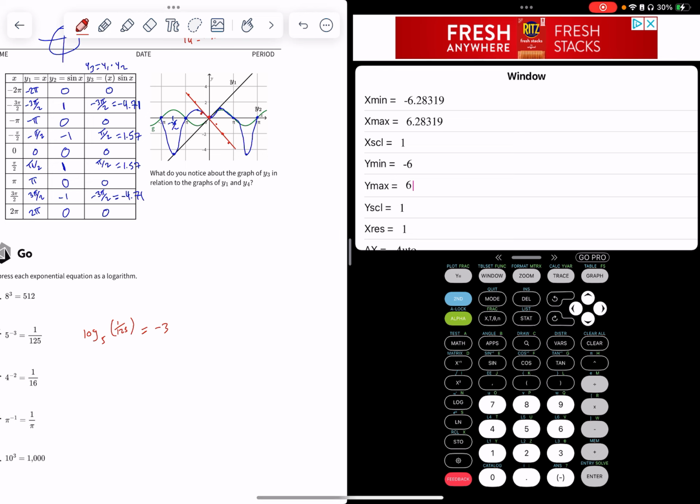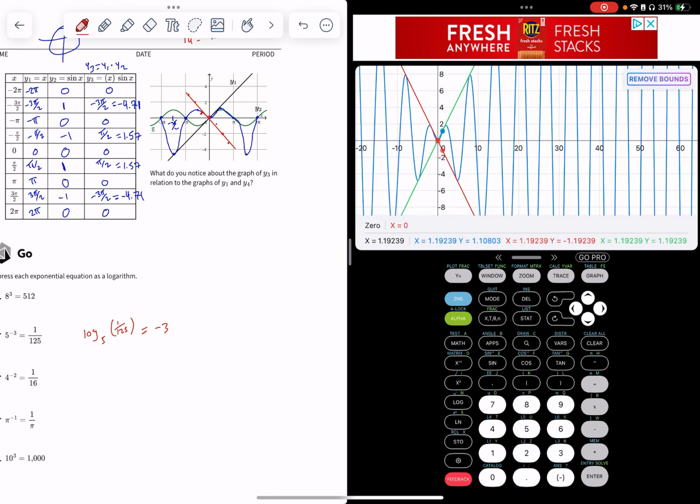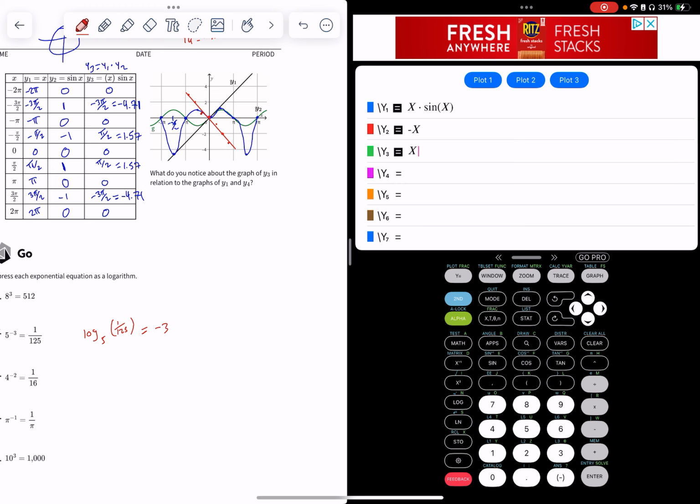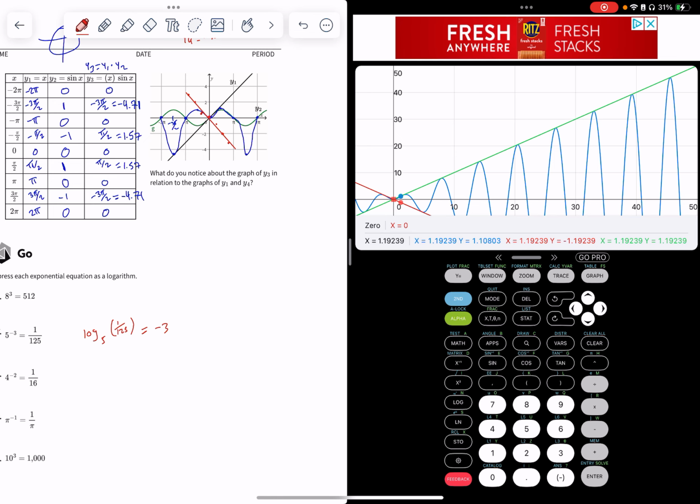Let's change the window a bit. And let's do like 50. And let's change our Y. Let's change our window here. So let's go to like 50 as well, let's just say. So what do you see?